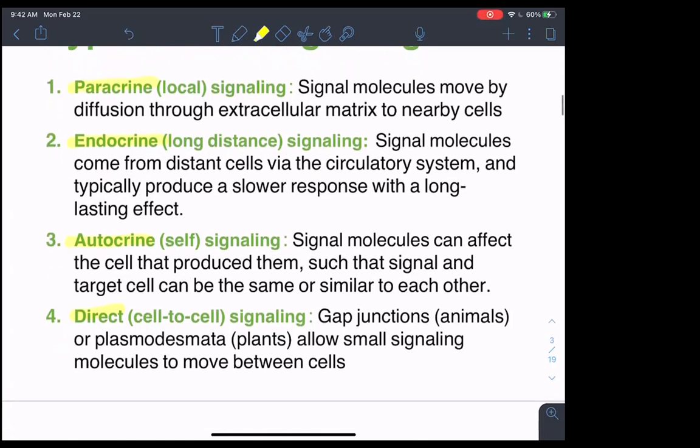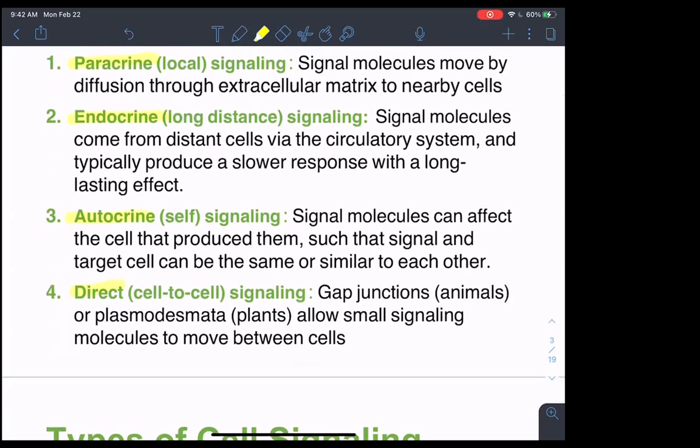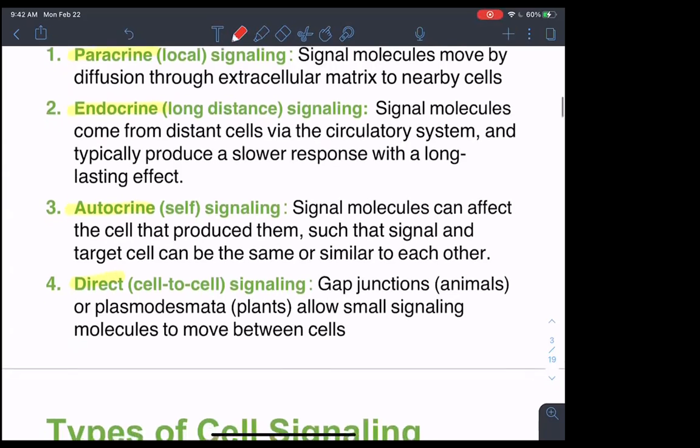So direct is just cell to cell signaling. These are the gap junction cell signaling. If a cell is connected to another cell, and it signals through these gap junctions passing between the cells, that's called direct. Okay, so it's a form of autocrine type signaling, but for our purposes, if one cell is connected to another cell and it sends a signal through a gap junction, that's direct signaling. Okay, so very, very straightforward.